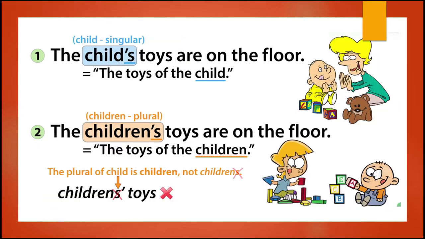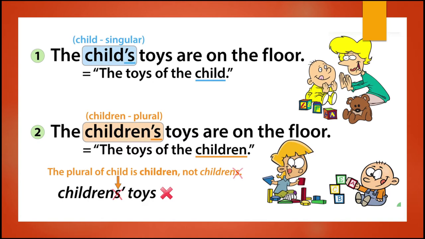Okay. Now let's take a look at this. What if the possessive nouns like the child's toys are on the floor? Child is singular, which makes the plural children. Look at the difference in the sentence, okay? The child's toys are on the floor. We are talking about the toys of the child here also.